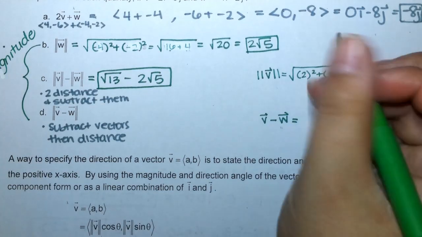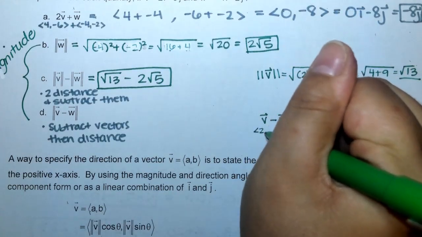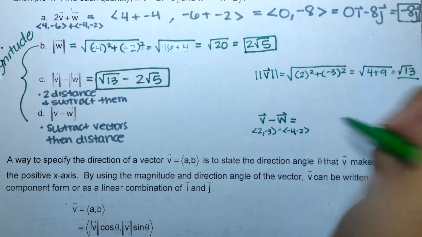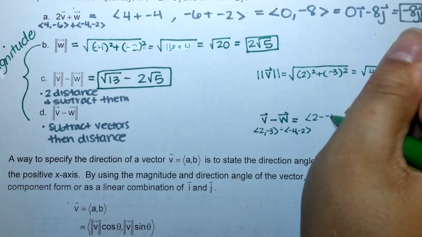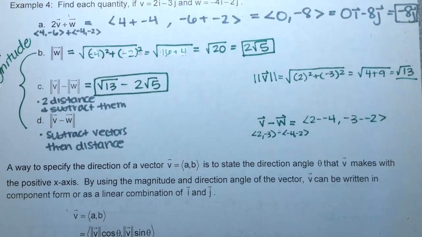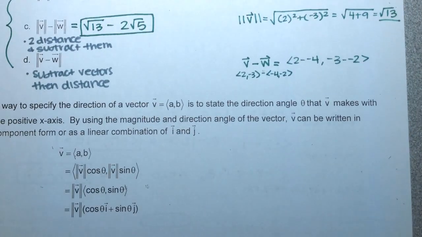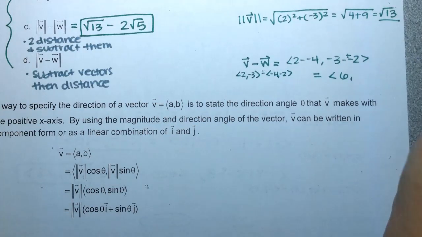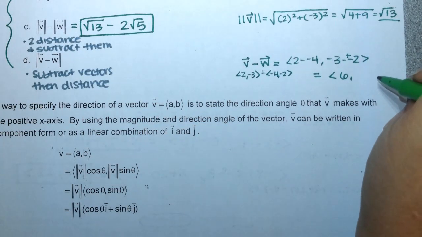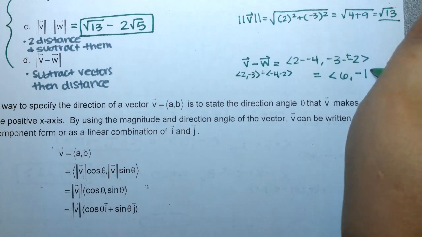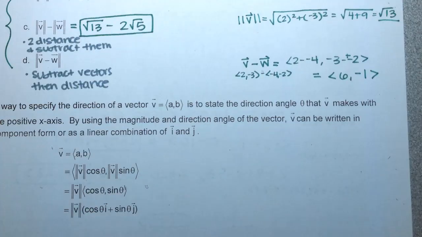Vector V minus W. What's vector V? Minus what's vector W? Subtract them. What is 2 minus negative 4? What is negative 3 minus negative 2? Six what? It's not. Negative 1. Thank you.